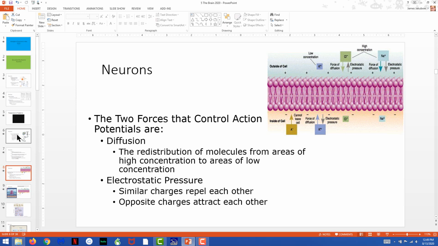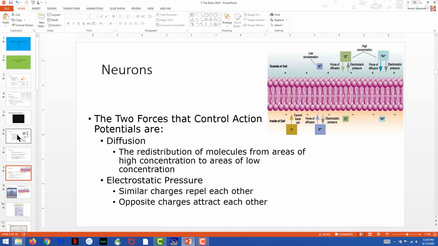What you see in terms of high concentrations are large anions. Those are the A- box over there on the left-hand side inside the cell. There are large anions which help maintain the inside of the cell to be negative. And you also have a large concentration of positively charged potassium.